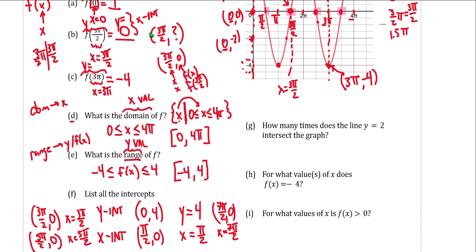Most of the time when you're being asked for intercepts, the question or the teacher is going to want just the y value or the x value at that intercept. If the question says, what are the coordinates of the y-intercept, of course you can answer in full coordinate form, but either of those should suffice. In item G, we have how many times does the line y equals 2 intersect the graph?